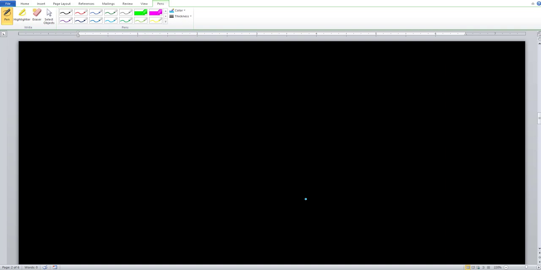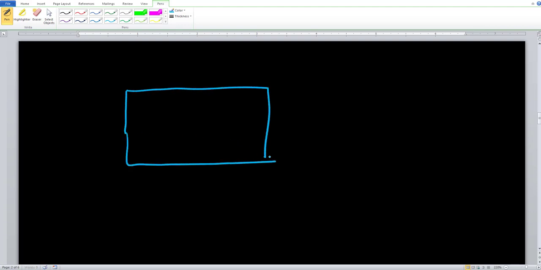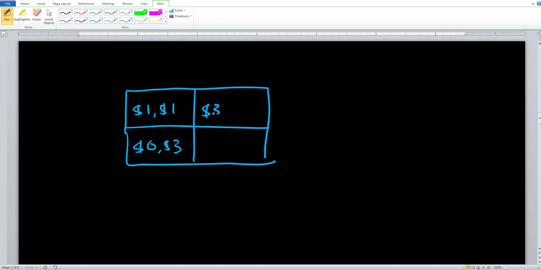So let's do an example of a simultaneous move game. Like we said, this is going to be modeled with a game matrix or a game table. So let's build up a game table. It's going to look something like this. Bear with me a little bit as I build this table up. We have $1, $1 right here. We have $0, $3. This is going to be $3, $0. And this is going to be $2, $2.